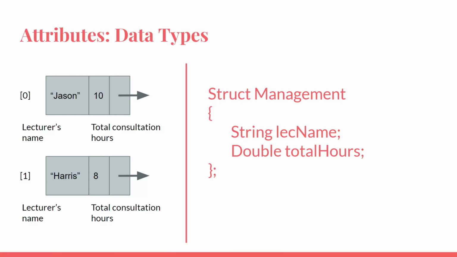Now, the attributes for the management system are lecturer name and total hours, which are labeled as lec name and total hours. As you can see, this is a brief look at the structure of the management system that we will begin to develop soon. Now, I will pass over the mic to my next groupmate. Thanks.